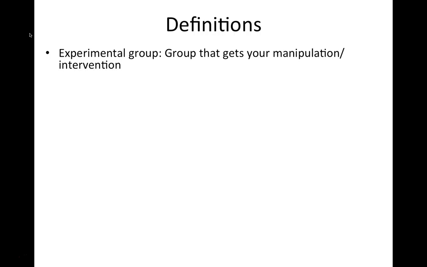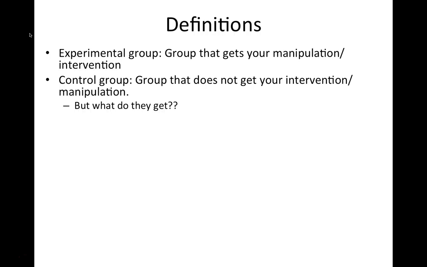Experimental group is obviously the group that gets your manipulation or your intervention. The control group is a group that does not get the intervention that you're interested in testing or the manipulation that you're interested in testing. And I'll talk a bit more about this in a moment, but I think it's really important to think about what they do get. Do they get nothing? Do they get something that is more similar to what they would get in regular settings? To what are we comparing our manipulation or intervention?